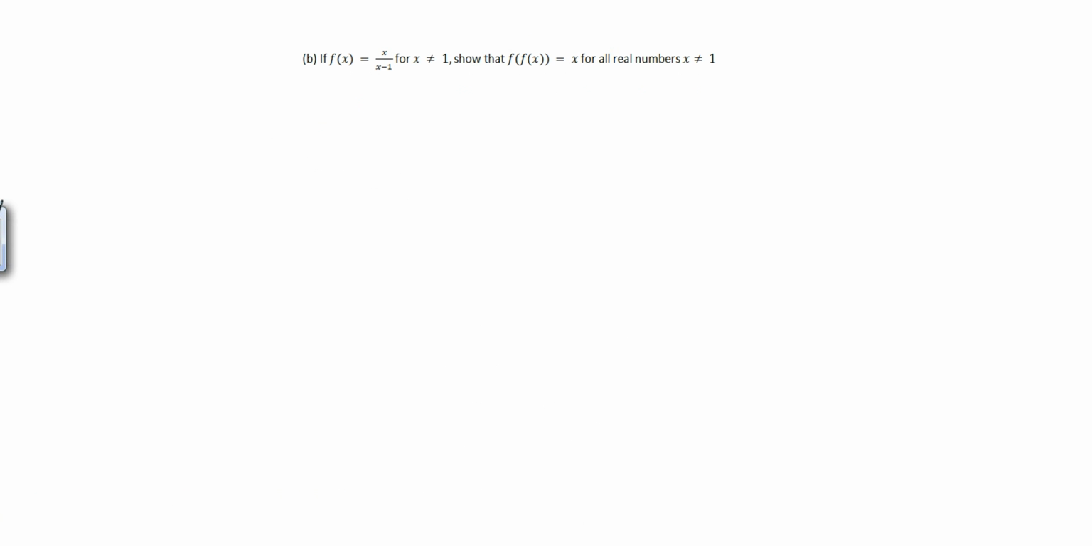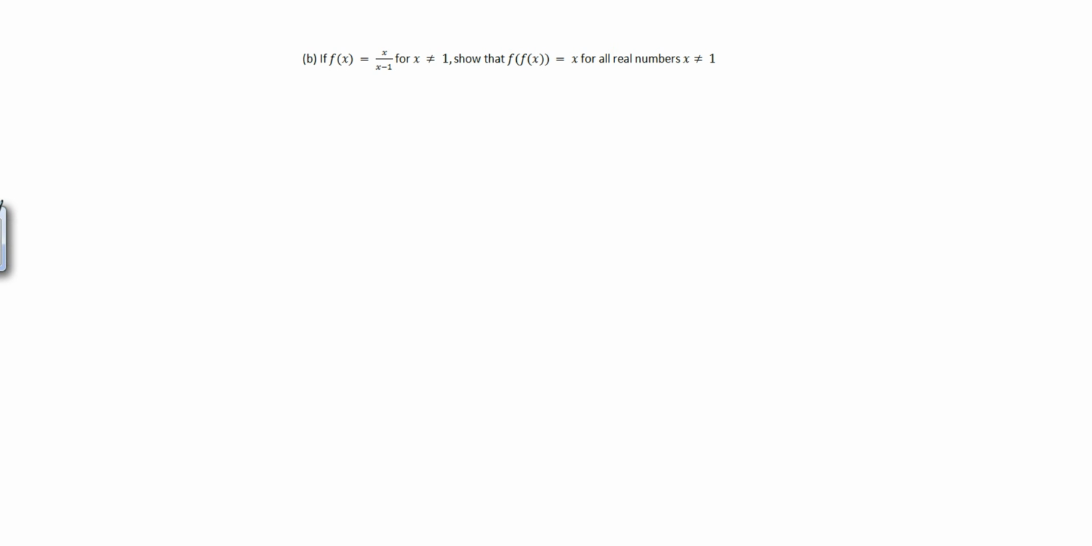If f of x equals x over x minus 1 for x does not equal 1, and the reason x can't equal 1 is because if we put 1 in the denominator, we're going to get division by 0, which isn't allowed. Show that f of f of x equals x for all real numbers x does not equal 1.